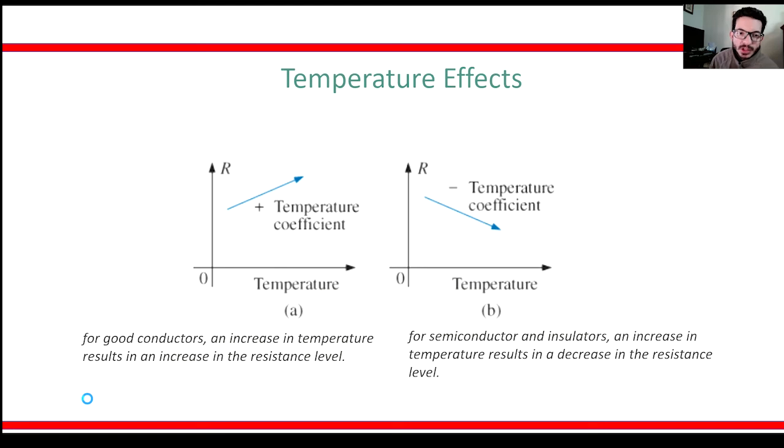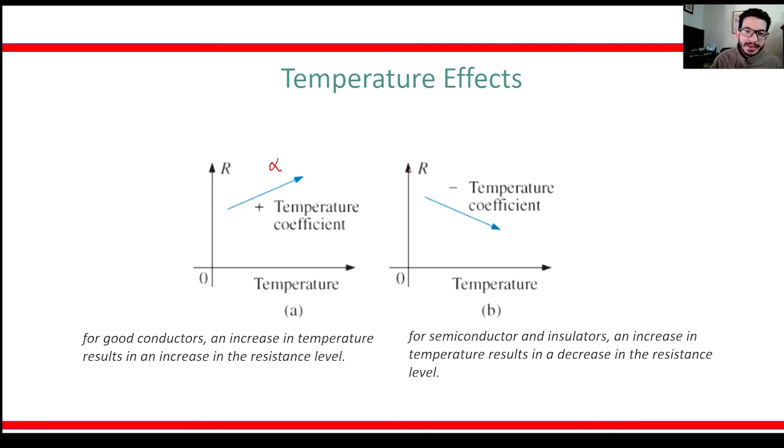Now, when we talk about temperature effect, we have to understand that temperature can cause a few things. One of them is that when the temperature increases, the coefficient can increase. So that would be the case, for instance, if temperature increases and the conductivity increases, that is called a positive temperature coefficient because both are increasing. As I said, if the temperature increases and the conductivity increases, that's a positive temperature coefficient. For good conductors, an increase in temperature will increase the resistance.